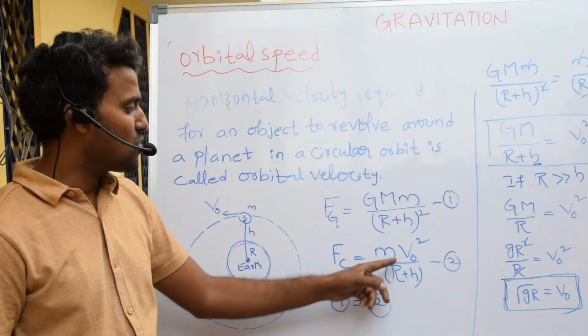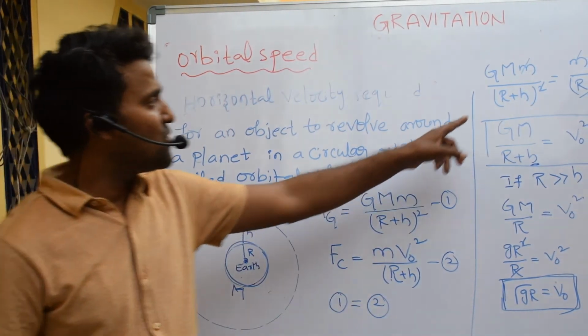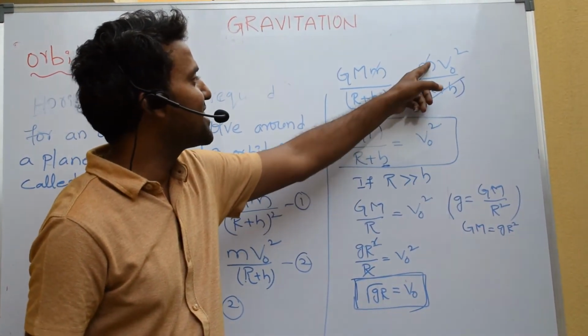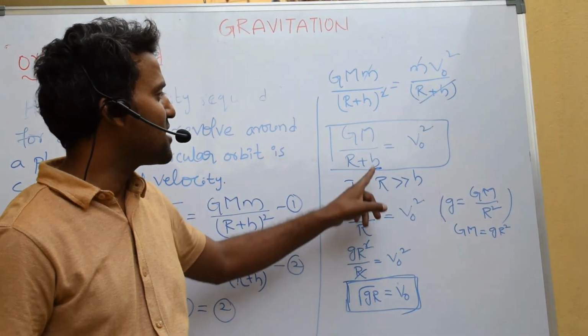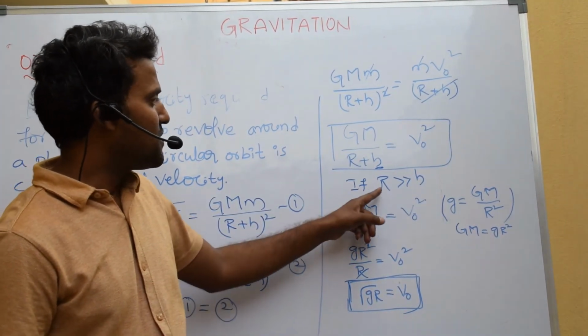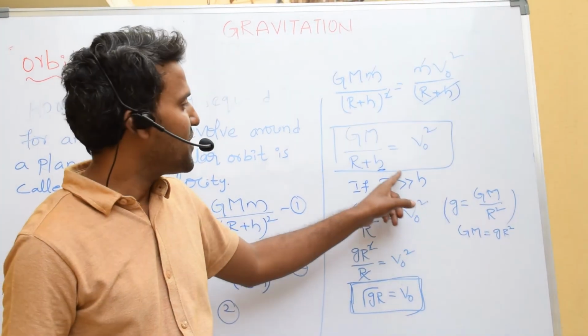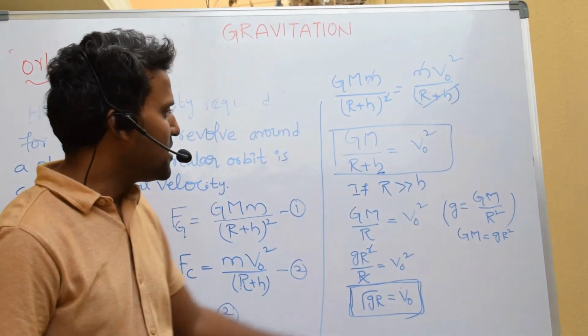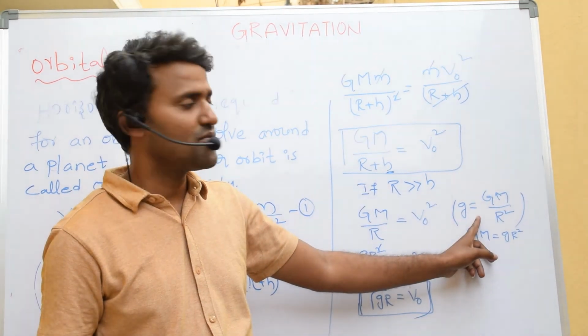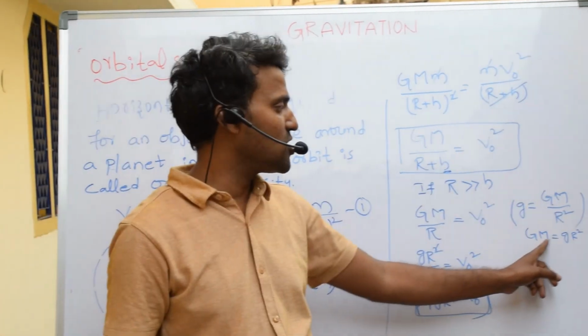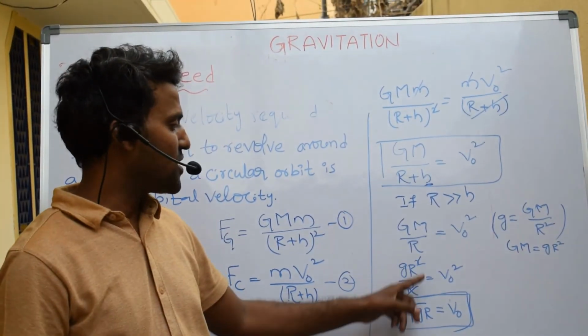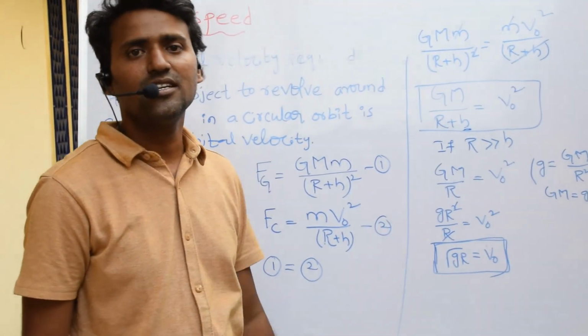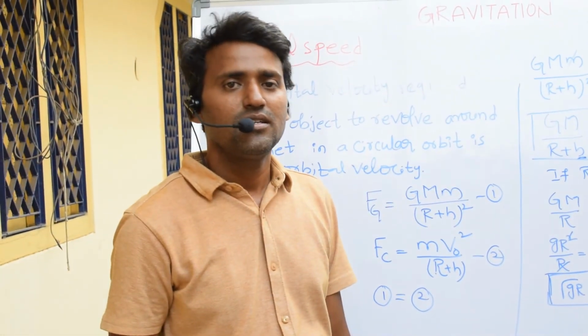Equation 1 equal to equation 2. In this one, mass of the satellite gets cancelled, this part gets cancelled, and the remaining terms I have written. If r is very much greater than h, h can be negligible. GM by r is equal to v naught squared. Here gravity on the surface of the Earth is GM by r squared, so GM is equal to g r squared. r squared and r get cancelled, and orbital velocity is the square root of g r.